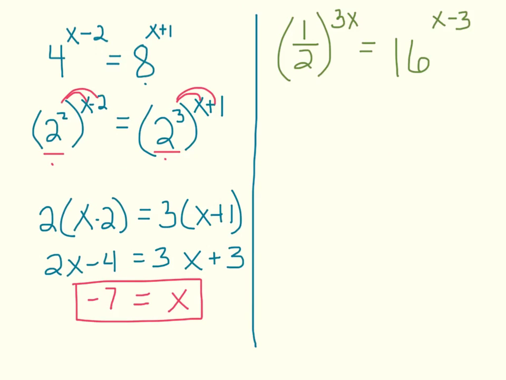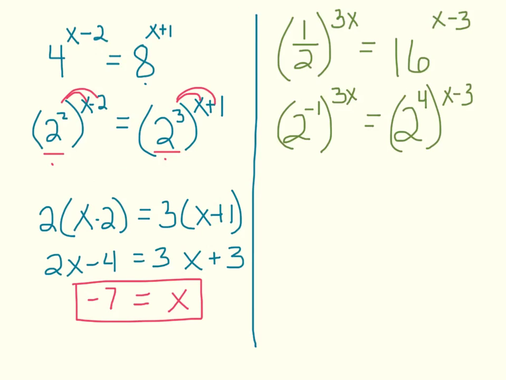And let's try one more of these. I've got (1/2)^(3x) = 16^(x-3). Now, I could raise 1/2 to something and get 16, or I could think, okay, 1/2 is 2 to the negative 1 power, because that's the reciprocal of 2. So I just changed 1/2 to 2 to the negative 1, and then I keep the 3x power. And 16 is 2 to the 4th power, and then I keep the x minus 3.